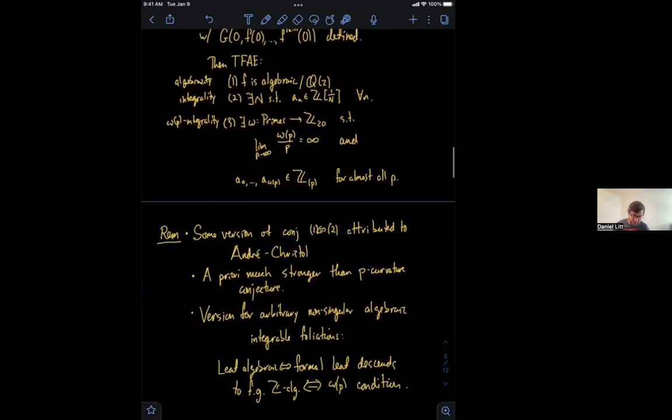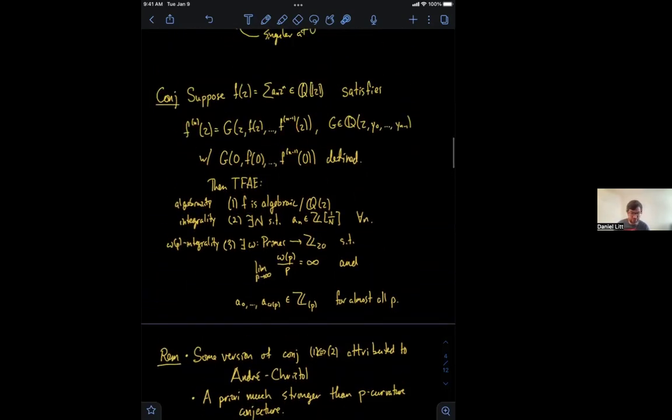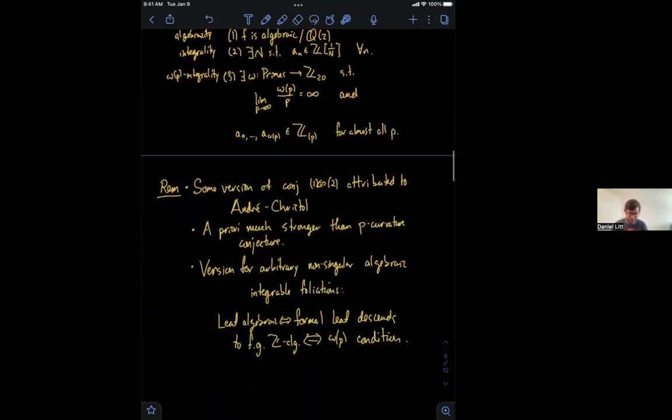Maybe let me just say I wrote down a concrete version for a fairly special-looking class of algebraic differential equations. But if you look in the paper, we make a version of the conjecture for arbitrary non-singular algebraic integrable foliations. Integrable foliations just means closed under the leaf bracket. It has the form that a leaf of the foliation should be algebraic if and only if the formal leaf descends to some finitely generated Z-algebra. So the Taylor coefficients live in some finitely generated Z-algebra, think like Z adjoin 1 over n. And that's the same as some kind of omega p condition, which I'm not going to tell you.